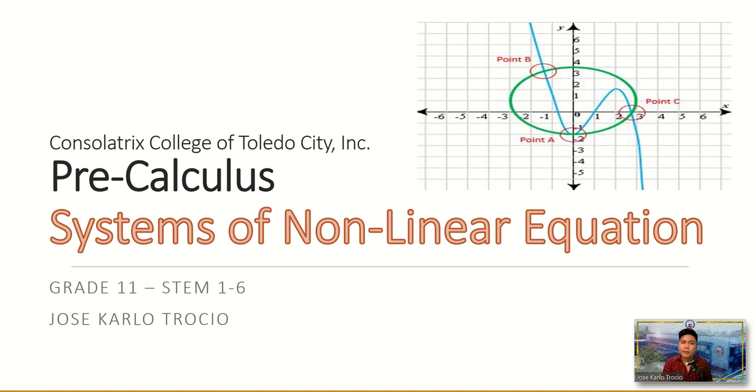or a linear line. So, as you can see in this graph here, there are intersections, which are point A, point B, and point C. We have two graphs, the circle, and this could be a trigonometric function or rational function, and they intersected in three solutions. So let us learn how these things happen in this video.